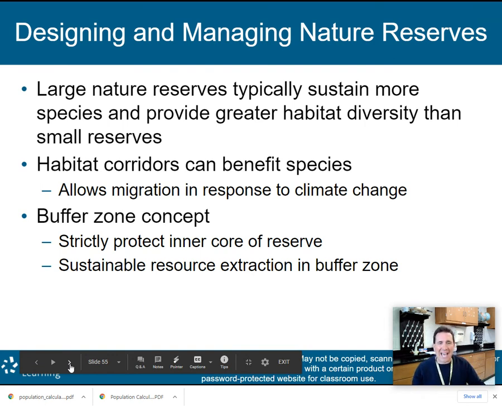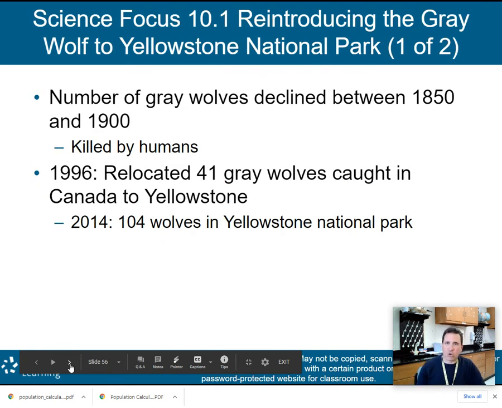And again, you have that habitat corridor as well. Just more ways that you can design and manage these natural reserves. So Science Focus 10.1 talks about reintroducing the gray wolf to Yellowstone National Park. The number of gray wolves declined between 1850 and 1900, basically killed by humans because they were worried that the wolves were going to eat their cattle. So they killed all these wolves.